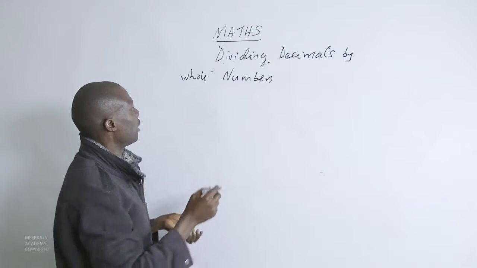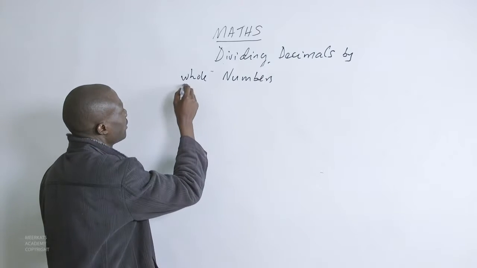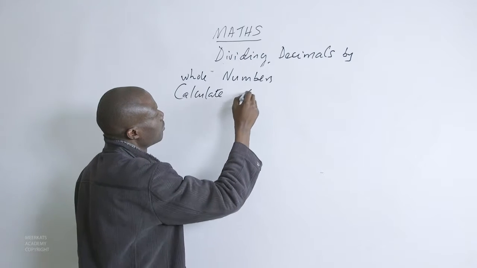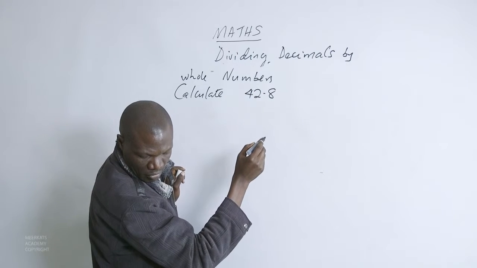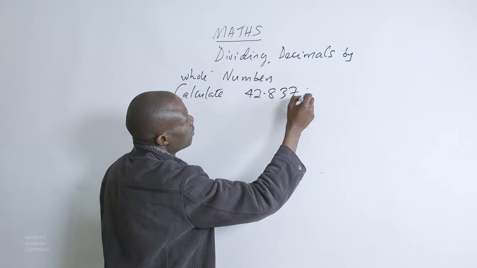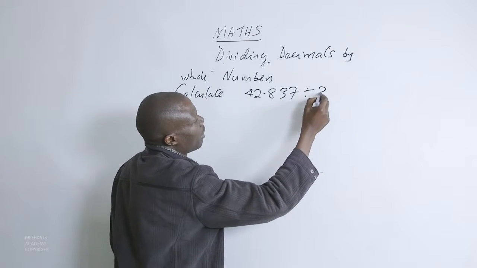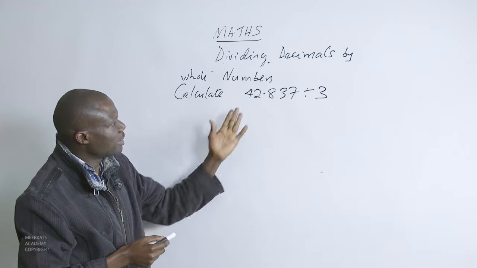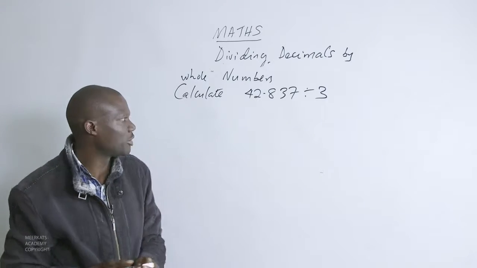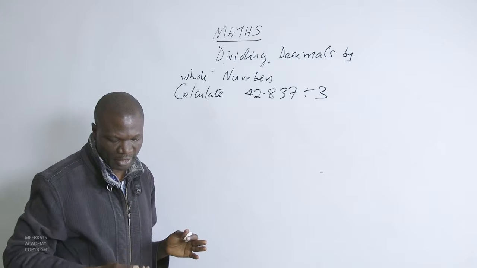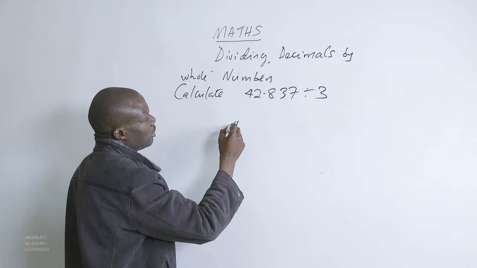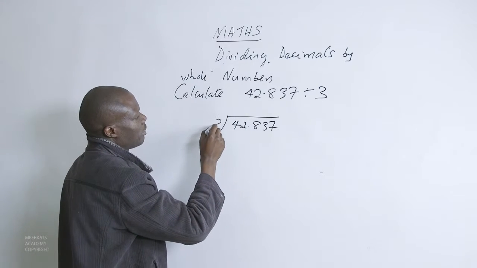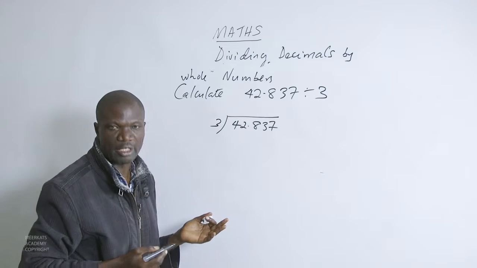Dividing decimals by whole numbers. Question says calculate this. Now, this is a decimal and we are dividing by a whole number. So, just that one, you take it straight as it is. We have 42.837 divided by 3. So the division is just straight.